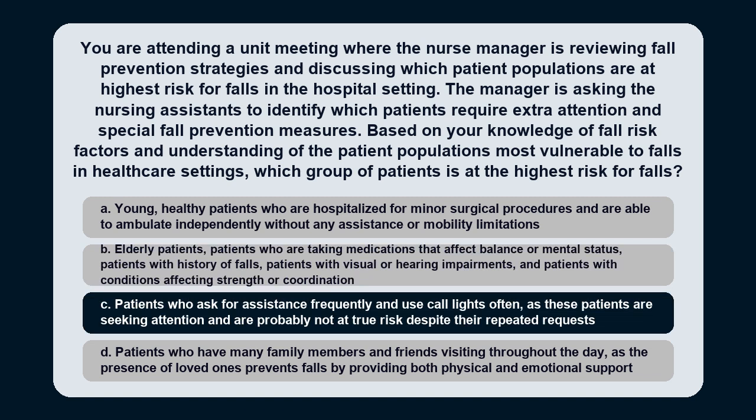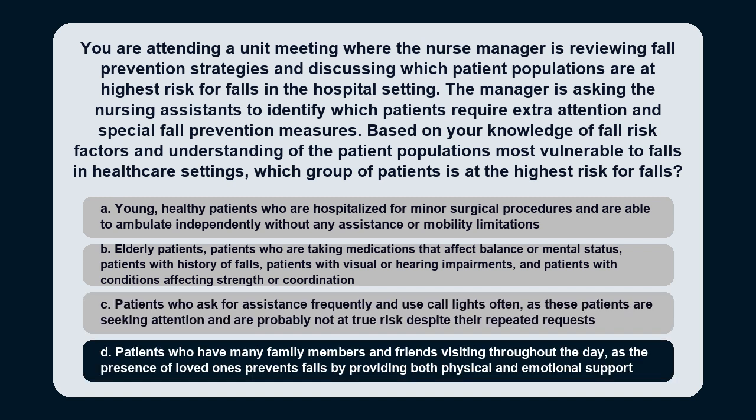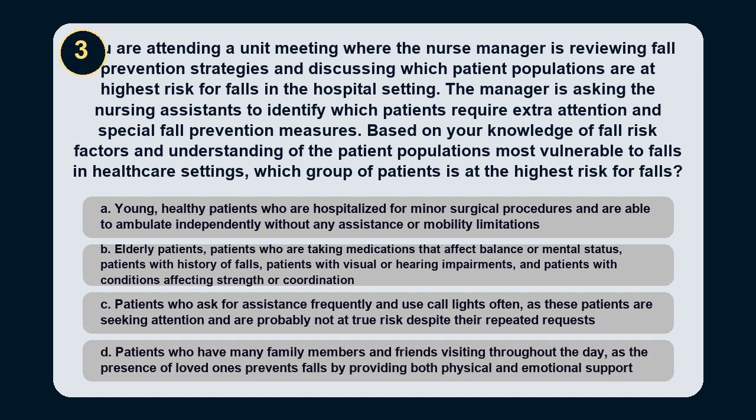Option C. Patients who ask for assistance frequently and use call lights often, as these patients are seeking attention and are probably not at true risk despite their repeated requests. Option D. Patients who have many family members and friends visiting throughout the day, as the presence of loved ones prevents falls by providing both physical and emotional support.